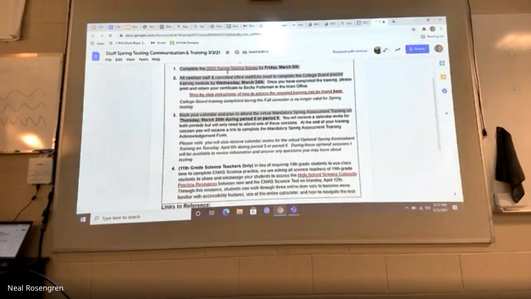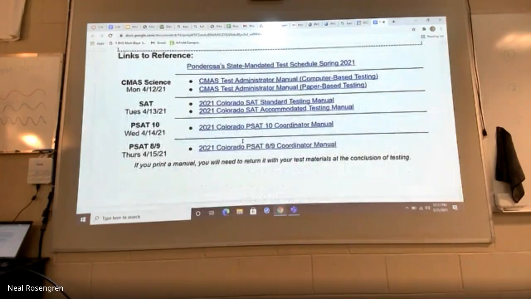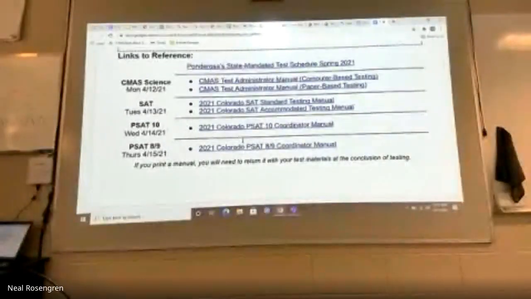In terms of what that schedule looks like, yeah, the week of April 12th. CMAS on Monday, SAT on Tuesday, PSAT 10 on Wednesday, and PSAT 8-9 on. Okay, that's all in the morning. There's no lunch on those days.